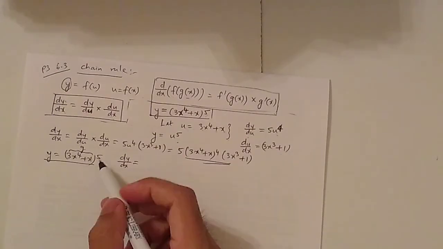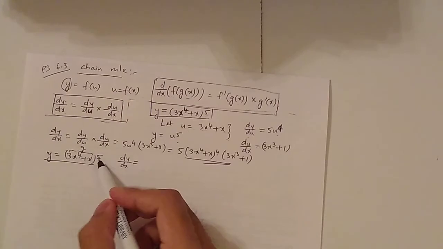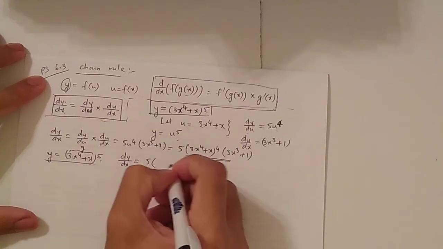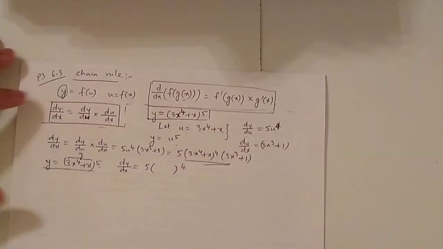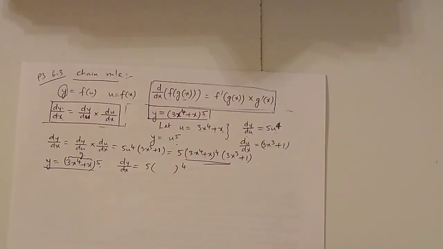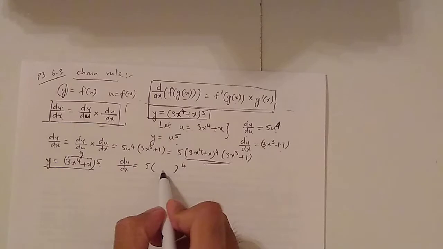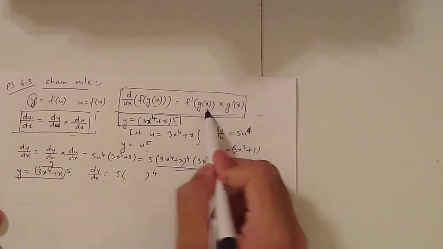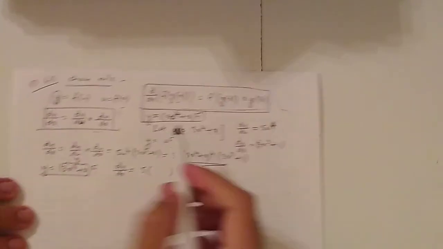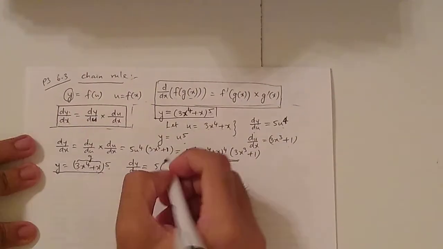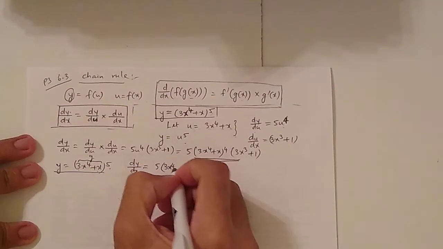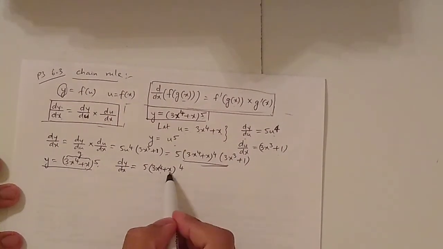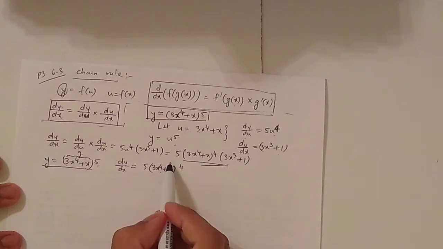If the outer function is something raised to 5, the derivative of that is going to be 5 into something raised to 4. That is the derivative of the outer function. The inner function does not change. If you notice the chain rule over here, we're just differentiating the outer function and not the inner function. The inner function remains the same. Since the inner function is 3x raised to 4 plus x, that just simply gets copied over. We are differentiating just the outer part.